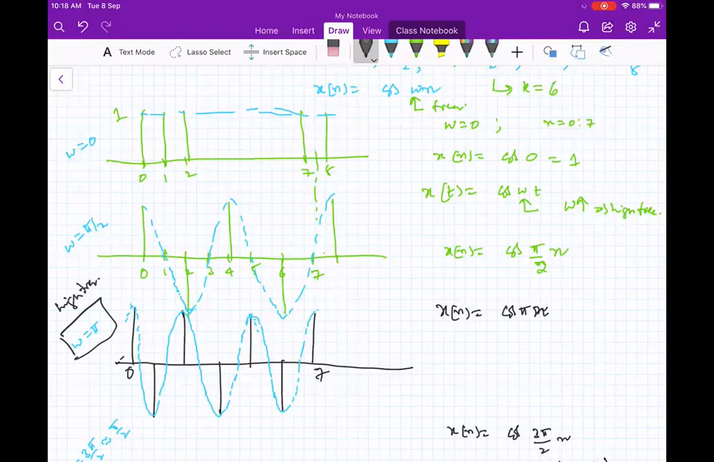Which is low frequency? Omega equal to 0. Yeah, this is the low frequency. Right, and these are all the intermediate frequencies in between.